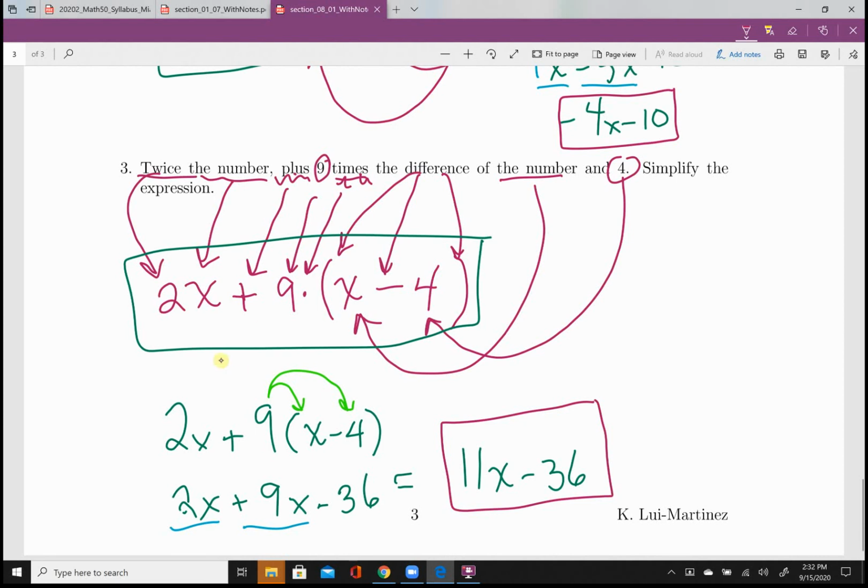Okay. That is all for section 8.1. Remember, 8.1 is not a part of exam 1 material, okay? It'll be part of unit 2, which will be associated with exam 2 material that we will get into after you guys complete exam 1.